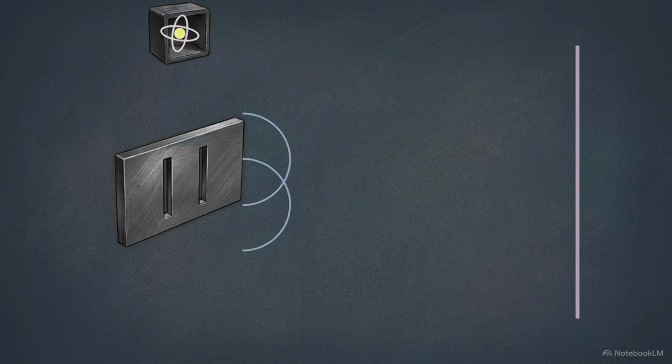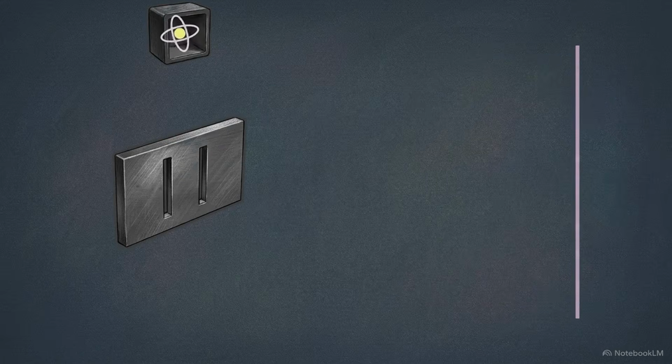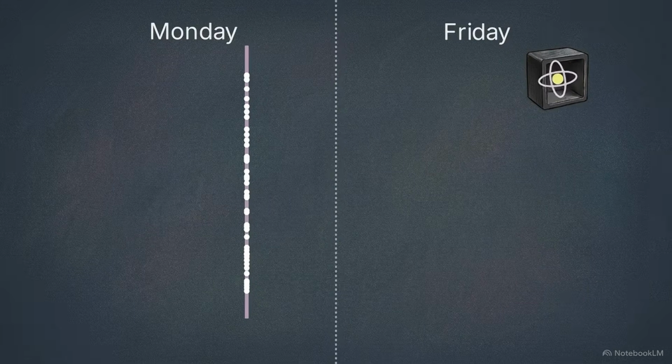The primary particle completes its journey and hits the final detection screen on a Monday. Meanwhile, the path marker is isolated and stored, effectively freezing the record of its journey until the timer reaches Friday. On Friday, the experimenter faces two options. They can read the marker to see the path, or they can perform a separate measurement that effectively erases that information.